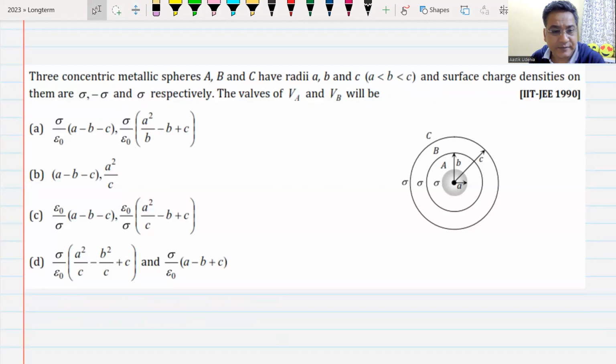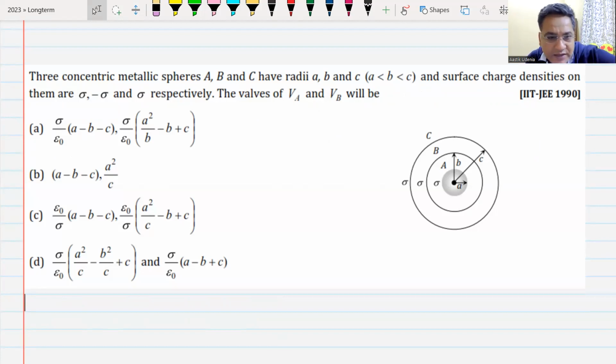Three concentric metallic spheres. One is a sphere, the other two are shells, obviously. A, B, and C have radii a, b, c, where a is smaller than b, smaller than c. The diagram is given. And the surface charge densities are sigma, minus sigma and plus sigma.